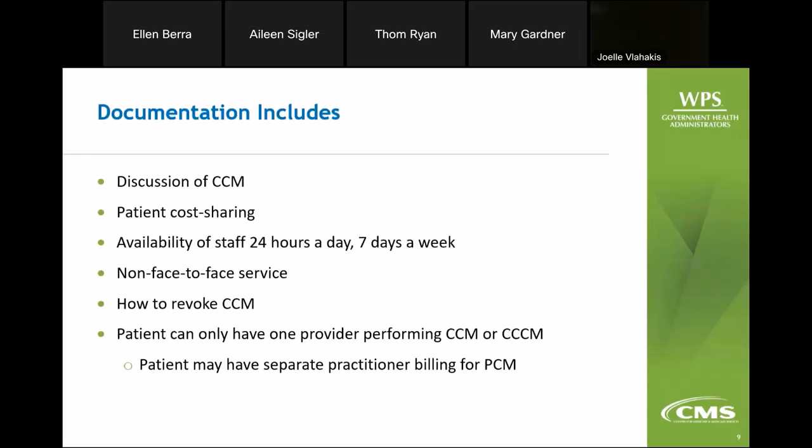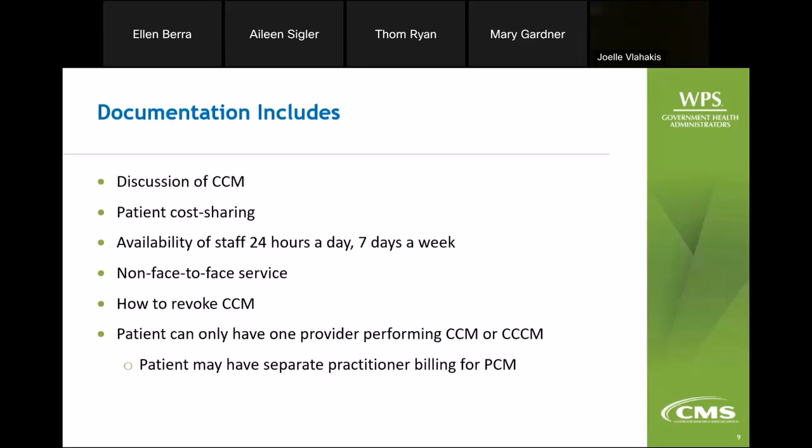As part of the discussion on this, when you're discussing patient cost sharing, you want to let them know that the goal is for this patient not to have to go to the emergency room, or not to have to be readmitted to the hospital, or not to have an urgently needed face-to-face encounter with your physician or practitioner.